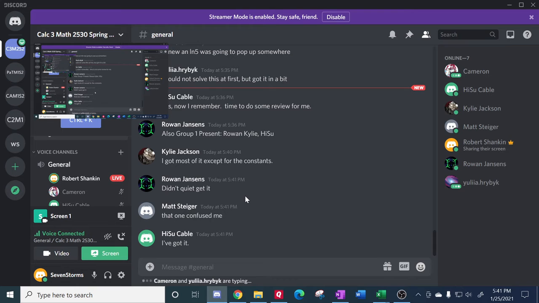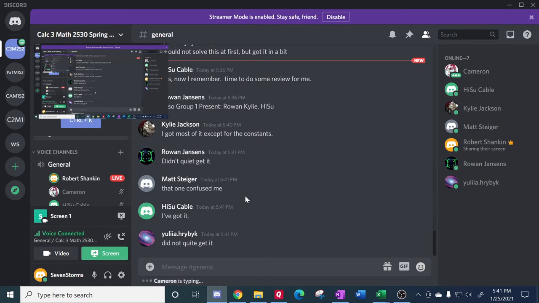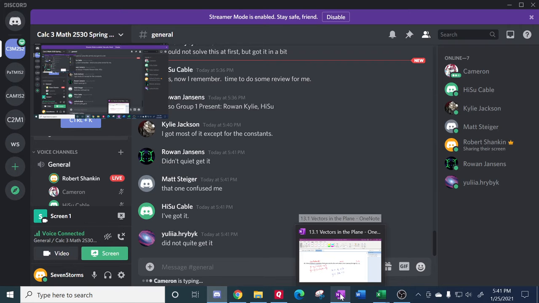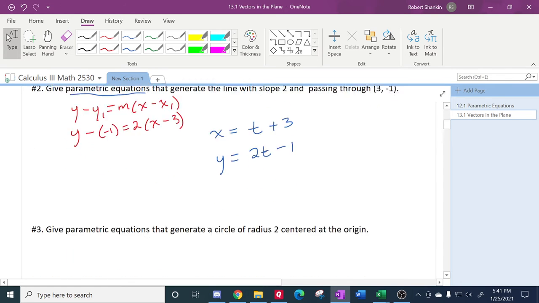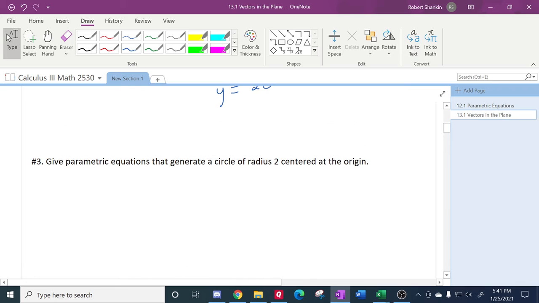Yeah, I'm kind of taking it at a different angle than what you had to do with the way we looked at parametric equations last time, and kind of what the homework was taking you through. All right, let's go to the next one. Give parametric equations that generate a circle of radius 2 centered at the origin.